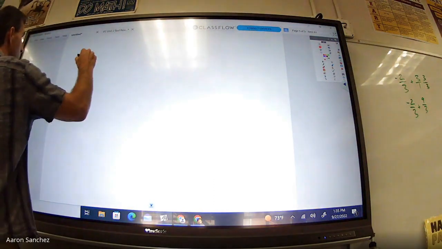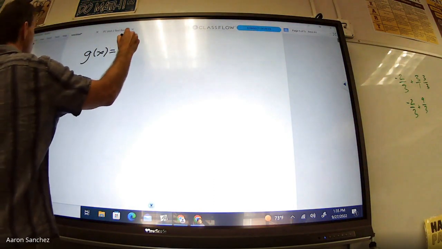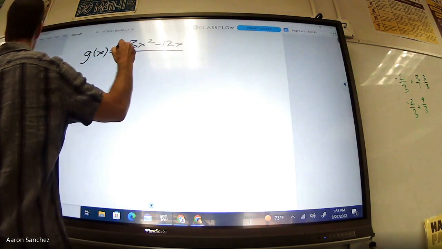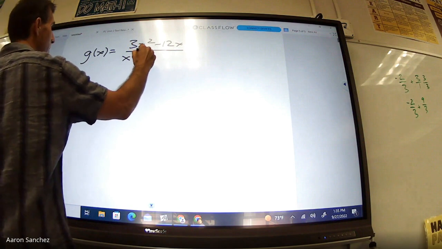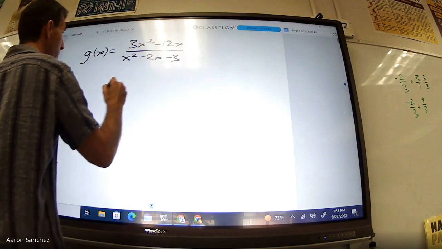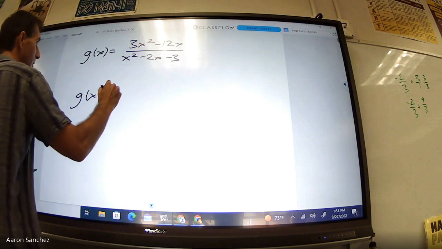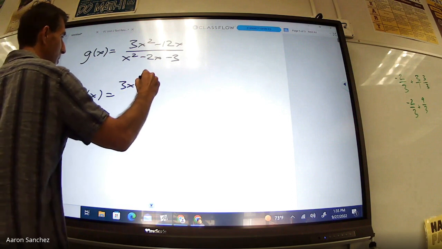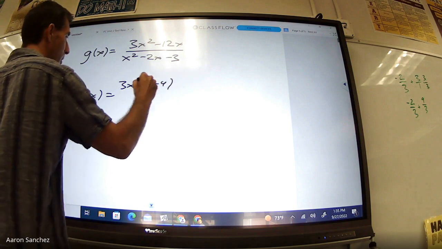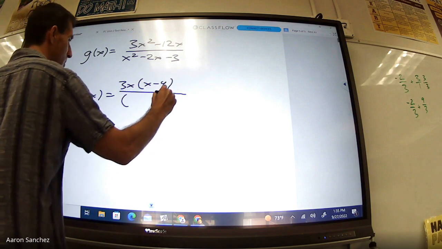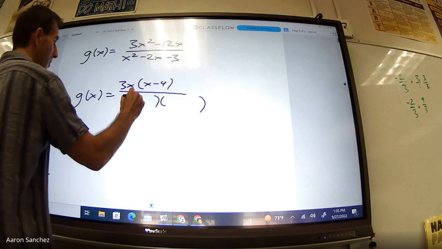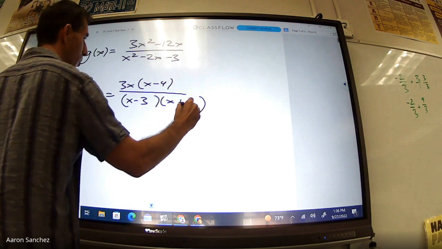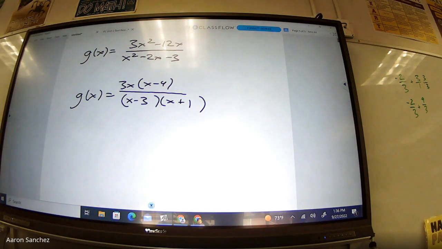Okay. So what are my steps? G of x equals, what are my steps? 3x squared, factor, set equal to 0, test the limits, right? So I'm going to factor it first. Let's find the greatest common factor. 3x times x minus 4, all over x minus 3 times x plus 1. Can I just do this in my head, or do you guys need me to do the triangle? Does anyone need to know how I got that?